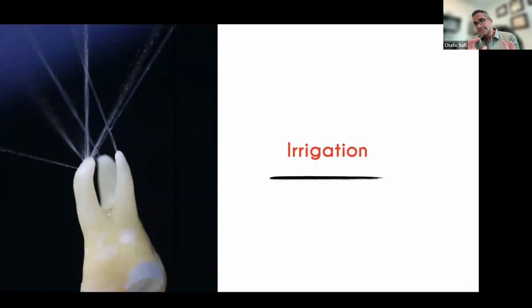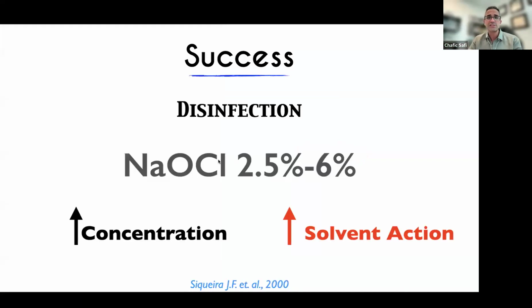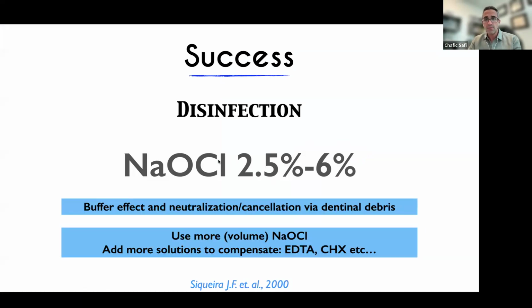Now, this is anatomical instrumentation, and now we're going to talk about anatomical irrigation. In terms of irrigation, it's very simple. Most of us here have been using sodium hypochlorite at various concentrations with one thing in mind, meaning that increasing concentration increases the solvent action of sodium hypochlorite. However, studies have shown that sodium hypochlorite can be buffered or neutralized by various debris inside the root canal system.